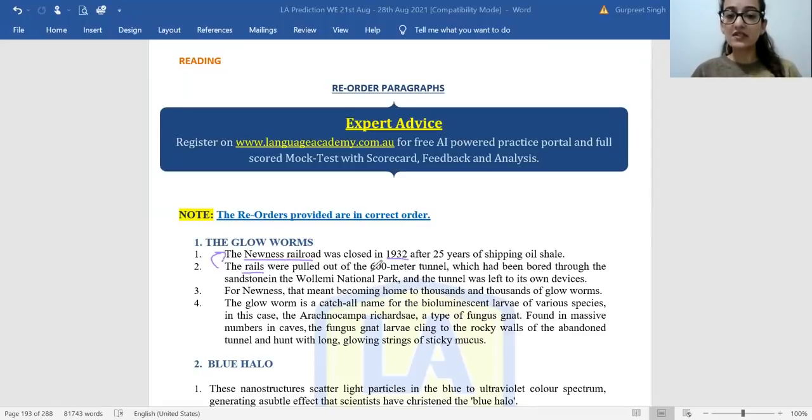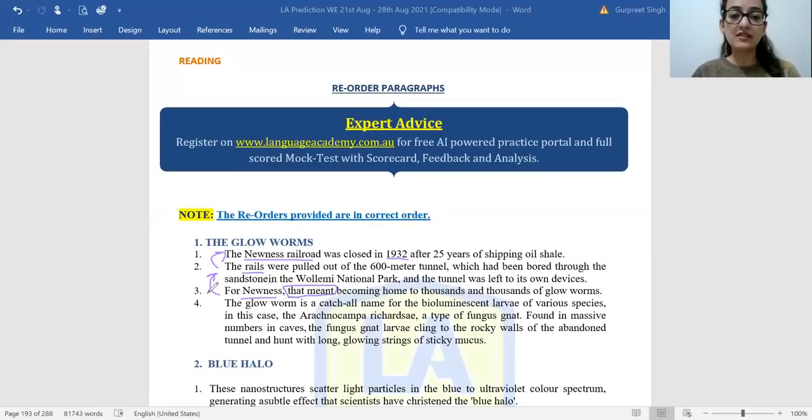They were pulled out of a 600-meter tunnel which had been bored through the sandstone in the National Park, and the tunnel was left to its own devices. For Newness, now Newness again is only half of the full name, taken from the railroad. So we are again referencing. For Newness, that meant. Now that meant is also a reference. That meant becoming home to thousands and thousands of glowworms.